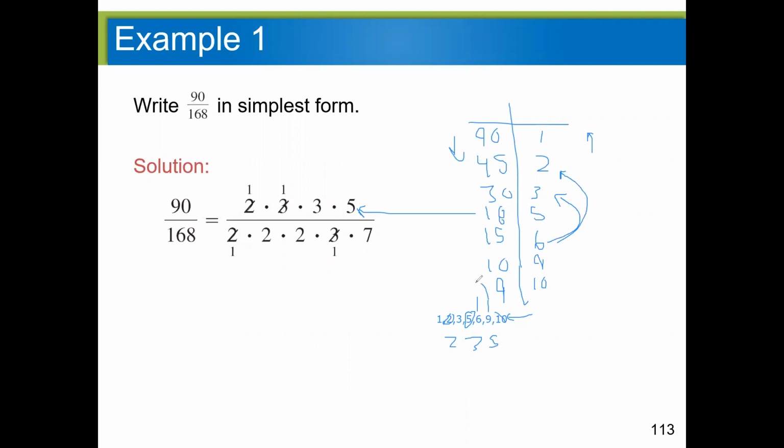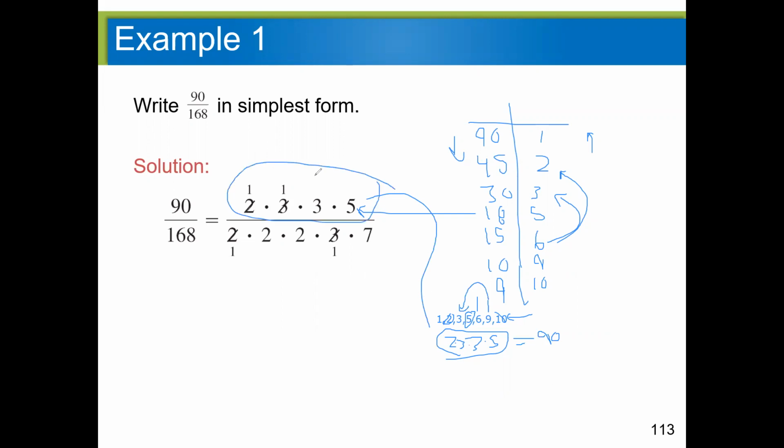But in order to get 9, I need a second 3. Because that's the way I create 9. It's 3 times 3, right? 2, 3, 3, and 5 are my prime factors. And then when I multiply all these together, 2 times 3 times 3 times 5, that equals 90. Right? Because 2 times 3 is 6, 6 times 3 is 18, 18 times 5 is 90. That's prime factorization.